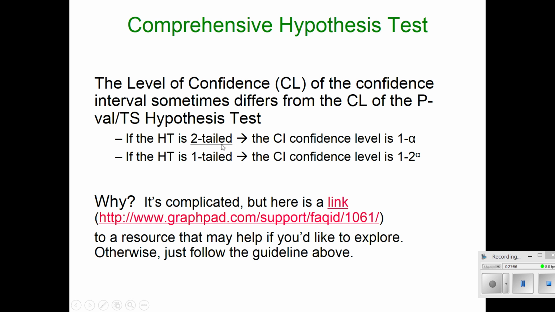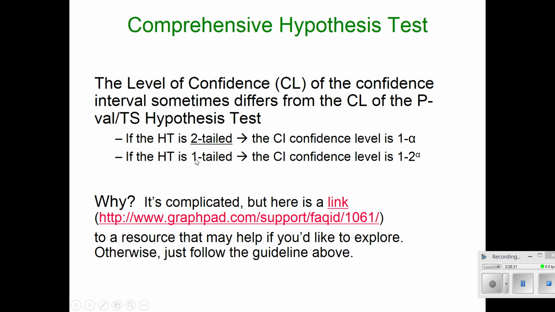And because of that, we end up with a result where the confidence level will be 1 minus alpha if the hypothesis test is two-tailed, and that's what we're used to seeing. Remember, if we had a confidence level of 90%, then alpha was 1 minus that, 10%, 0.10, and vice versa. If we have an alpha that's 0.10, then our confidence level is 1 minus 0.10, so it would be 90% confidence. So that's the first case, which is what we're accustomed to.